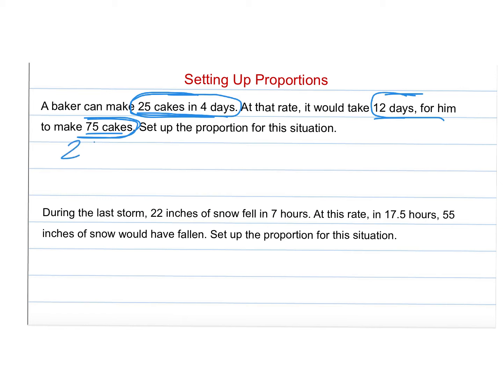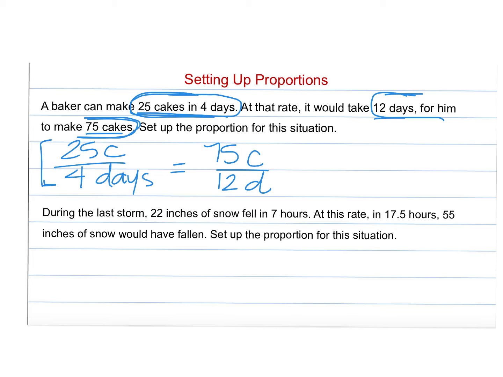So let's do 25 cakes in 4 days equals 75 cakes in 12 days. Notice that 25 and 4 go together right here, and then 75 and 12 go together. And then we have cakes to cakes on the top, days to days. So that's how we set up our proportion.